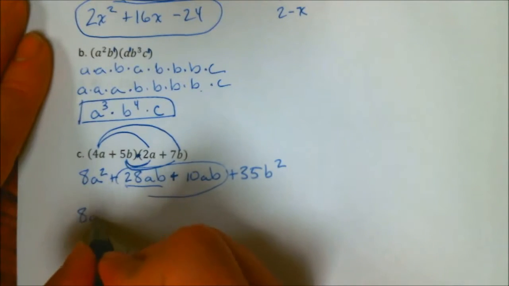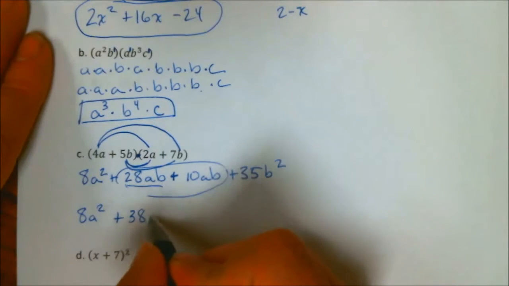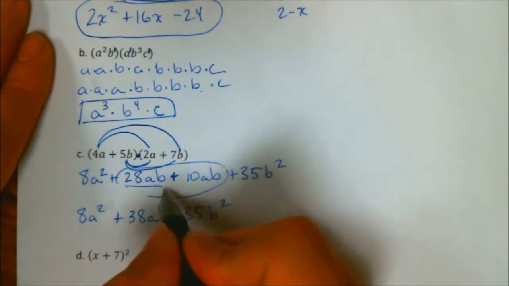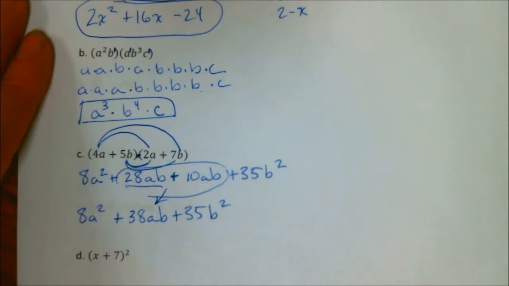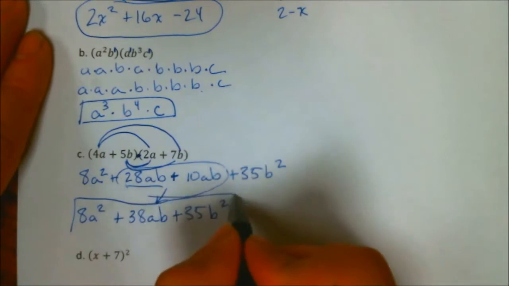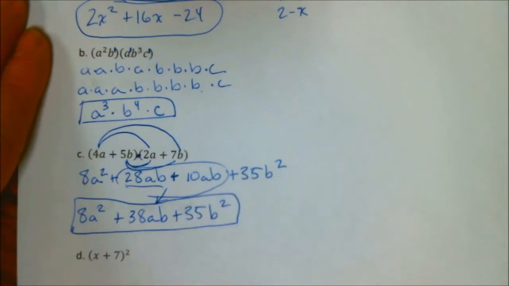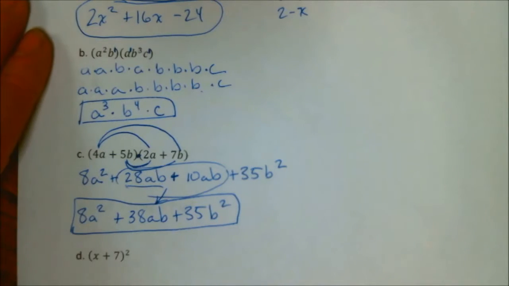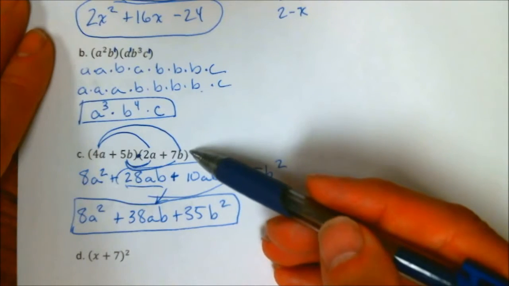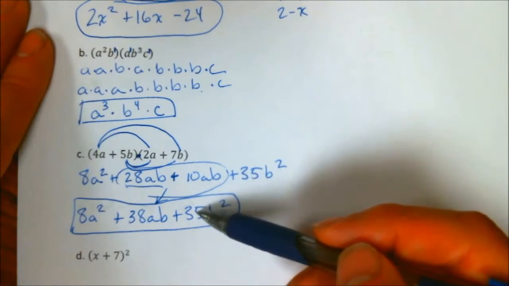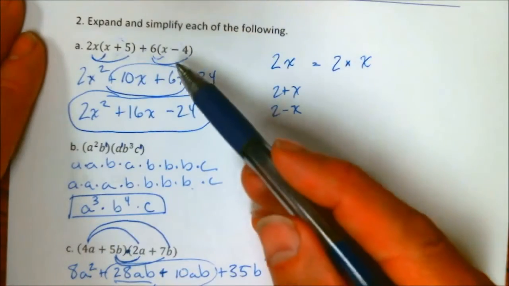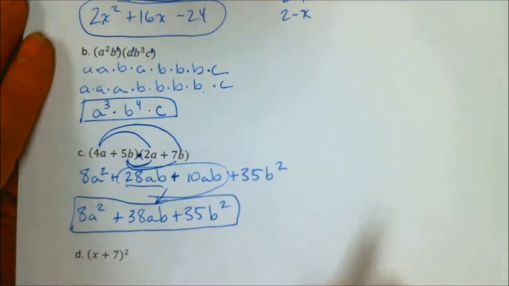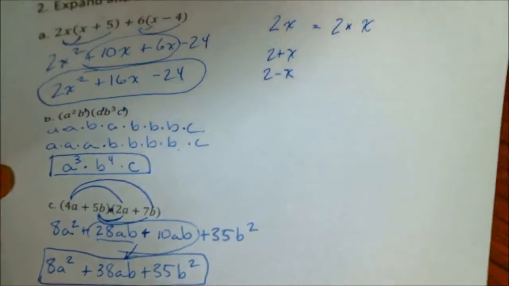So I have 8a squared plus 38ab plus 35b squared. Combining those two terms gives me that middle term. And this is my expanded and then simplified version of this right here. Just as a note, this is the factored version of this, just like this is the factored version of this. Just think about that when we get to factoring.